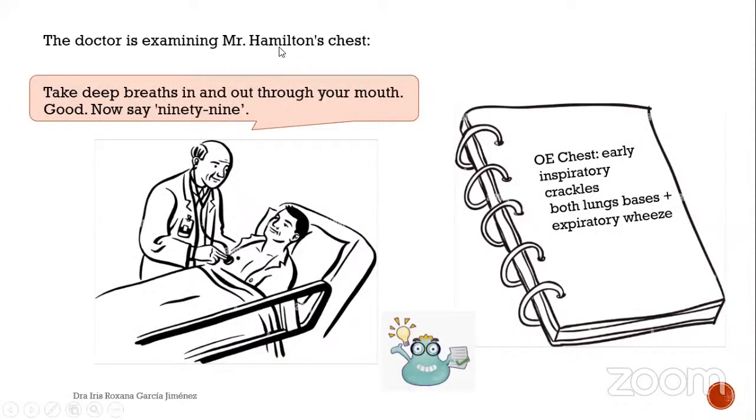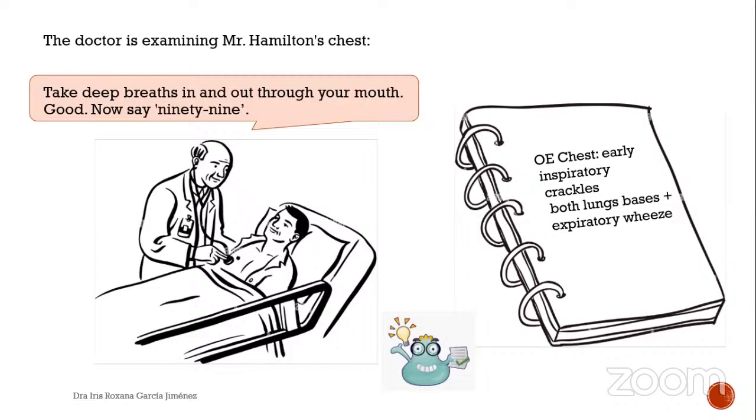Let's come back. Let's check again Mr. Hamilton. The doctor is examining Mr. Hamilton's chest, the one that was in the previous dialogue, right? The doctor says, take deep breaths in and out through your mouth. Good, now say 99. We all know that with these maneuvers, we have the chance to improve the sounds of the lungs while the air passes through the respiratory tract, and then hear clearly.